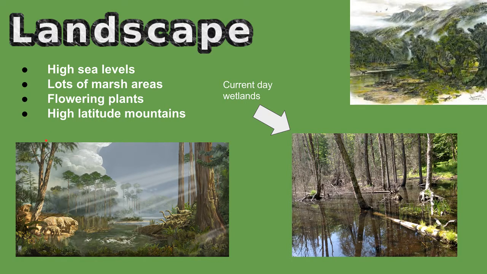The abundance of water and the warm temperatures sparked nature to flourish. Most places were covered in dense forests with standing water similar to wetlands. As you can see, here are some of the traits: high sea levels, lots of marsh areas, flowering plants, high latitude mountains. This is the most important stuff. And this is what one kind of looked like back then. As you can see, lots of water. This is now, and it doesn't look the same, but it's still the same thing.